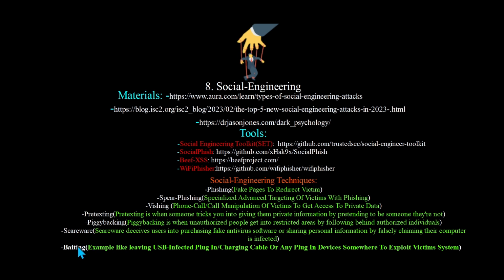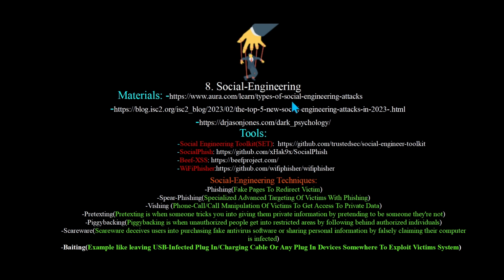And then there's also baiting, with examples like leaving a USB or charging cables or any plug-in devices somewhere to exploit victim systems. Hackers can make plugins or find ways to make the victim use an infected malicious device that they plug into their systems, and the victim gets baited this way and might get infected or hacked. So those are the ways of social engineering with baiting.